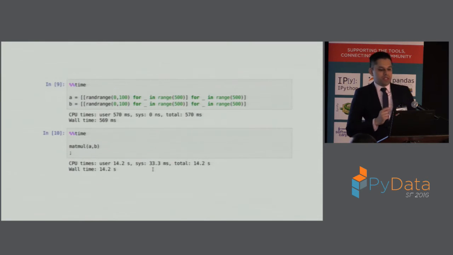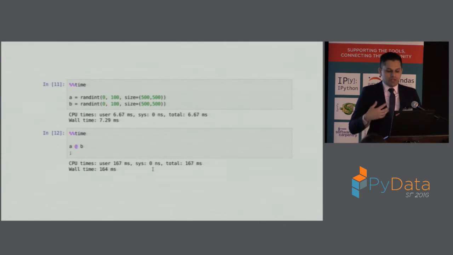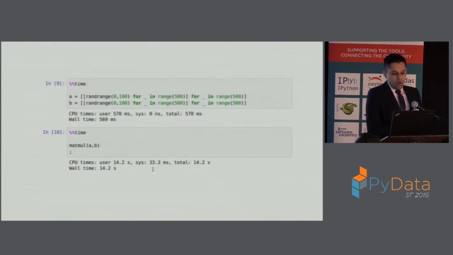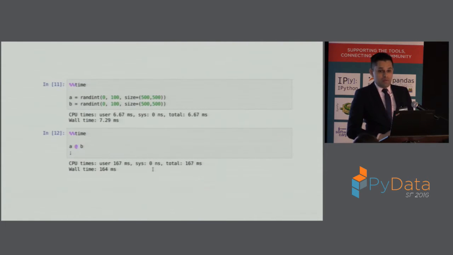The most immediate reason is that if I have A and B as these two lists of lists representing matrices, and I multiply them together with my naive Python matmul, it takes 14.2 seconds. If I do the same thing using NumPy, it takes 164 milliseconds. So we can see immediately that there's an order of magnitude, or even two orders of magnitude, difference in these two approaches. And that's oftentimes our very first intuition that there might be a better way out there.